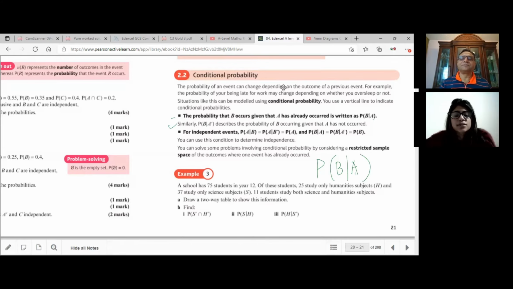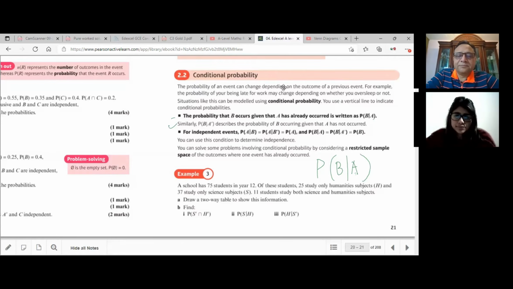You can solve some problems involving conditional probability by considering a restricted sample space of the outcomes when one event has already occurred. Yeah, this is what I was talking about. Restricted sample space. So we have restricted our domain. That's what I meant, right?